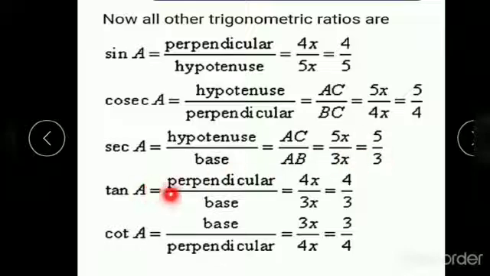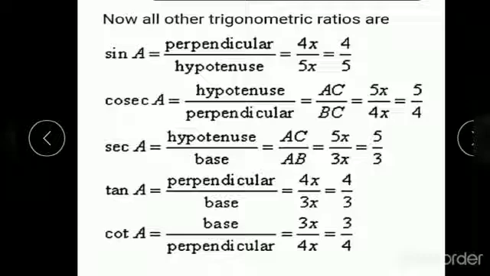And tan A is perpendicular by base and cot A is base by perpendicular. So perpendicular is 4x divided by 3x. So x and x will get cancelled. You get 4 divided by 3. And cot A is base by perpendicular, you get 3x divided by 4x, that is 3 divided by 4. Okay, these are the other 5 trigonometrical ratios.